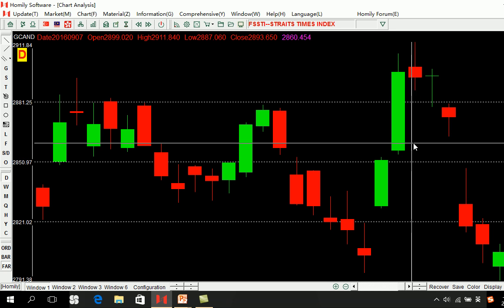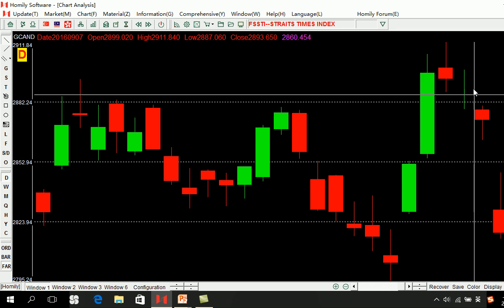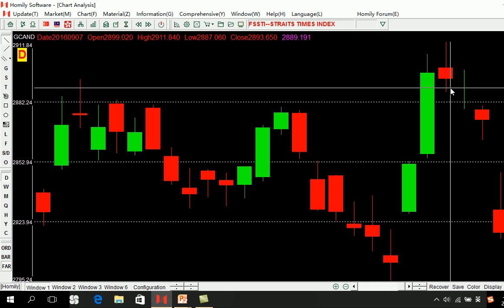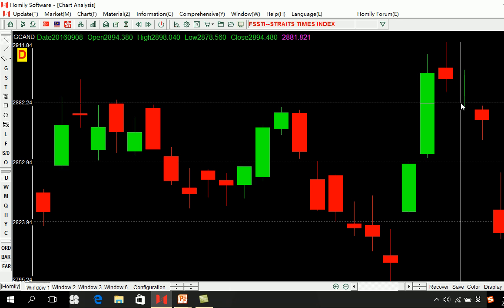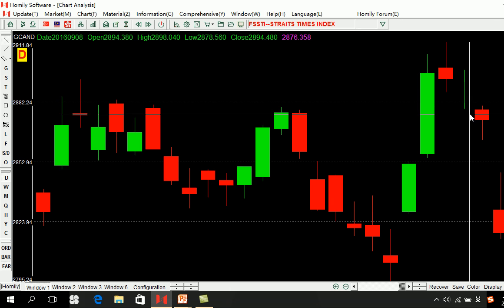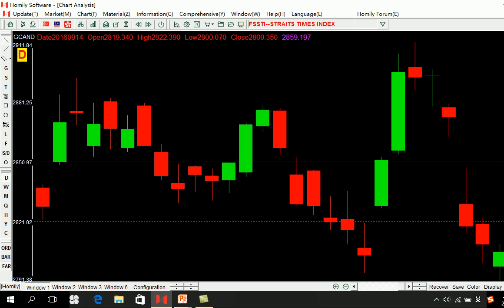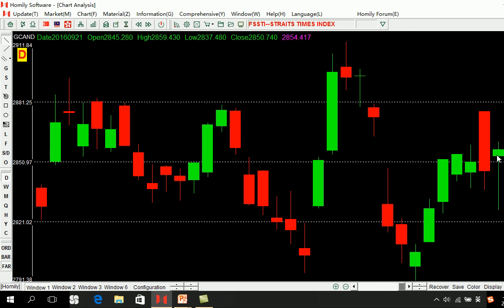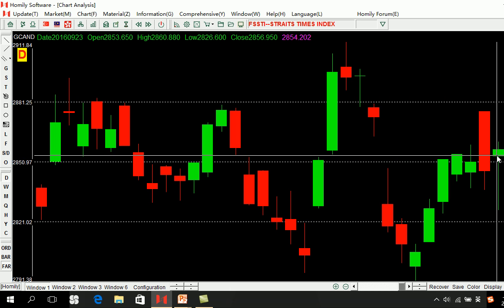Then we can see here, this is the high point, right? So we can calculate again: 1, 2, 3. How do we confirm? The low price is lower than the previous one. So this is the 1, 2, 3. Then the next day, the price went up. So this is about the trend.